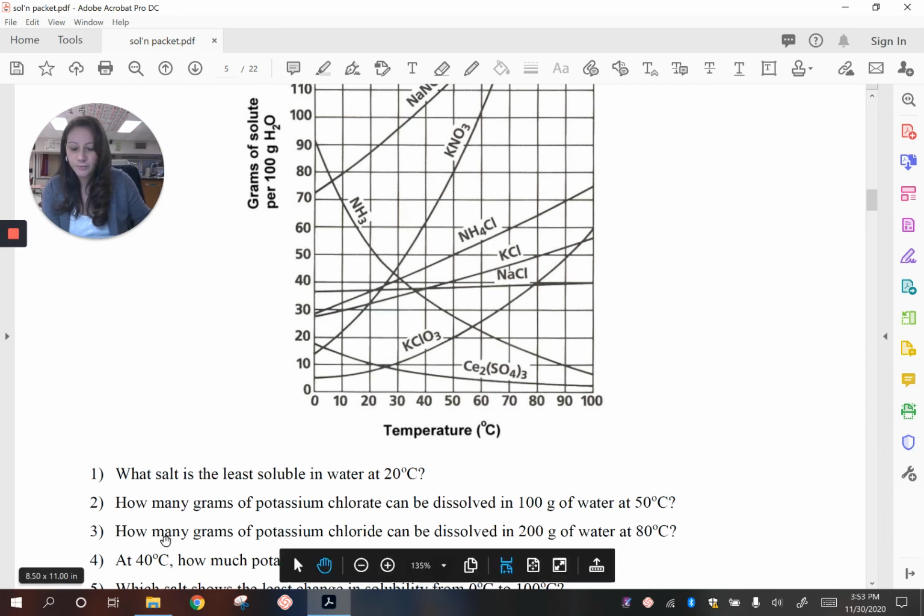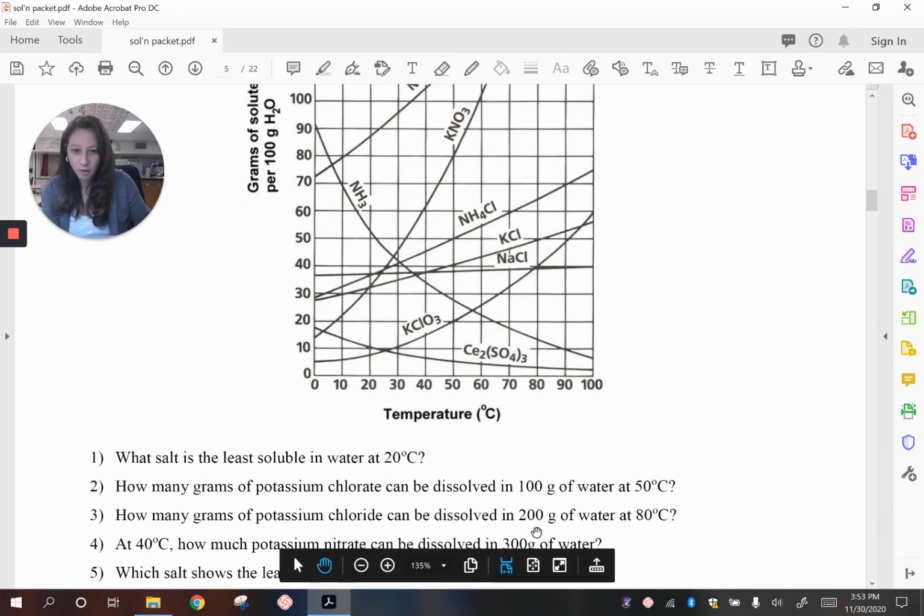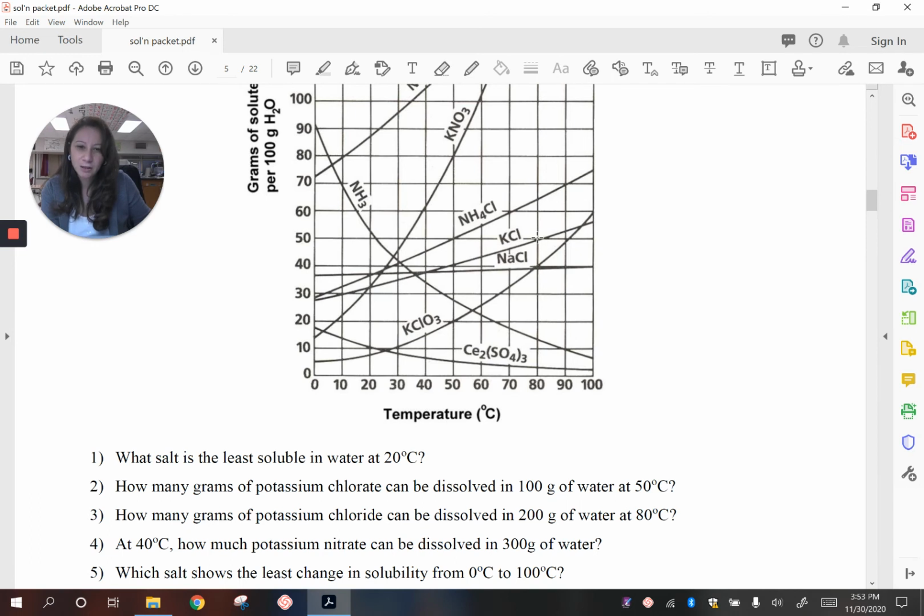Okay, next one. How many grams of potassium chloride can be dissolved in 200 grams of water at 80 Celsius? So I'm going to go to 80 Celsius, and I'm going to go to potassium chloride, which is KCl, so it's this one right here. And this shows me that I can dissolve about 50 grams in 100 grams of water. The question's asking me about 200 grams of water, so it looks like I can dissolve about 100 grams of KCl in 200 grams of water.